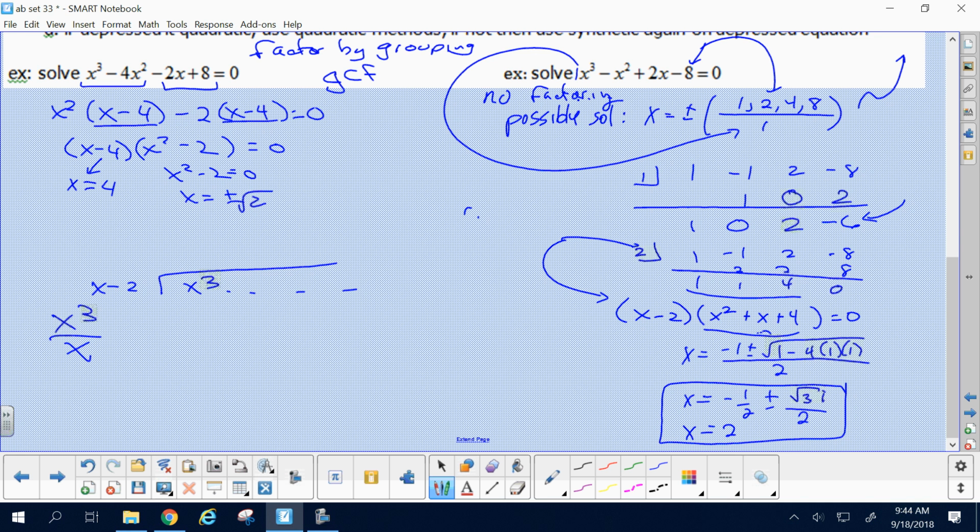What would you know about the graph of that? If I looked at the graph of that, what would you see? You'd have one x-intercept, right? Good, thank you. Okay.